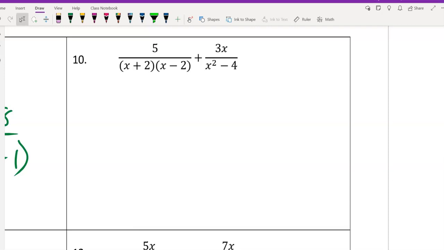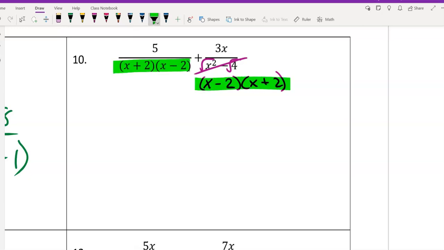Number 10, we have another addition problem. Do we have common denominators? Well, off the bat, they do not look the same, but this needs to be factored. This is difference of squares. And difference of squares says we can square root both terms, and the ones we're left with have a positive one and a minus one. Now we can see that our denominators do match.